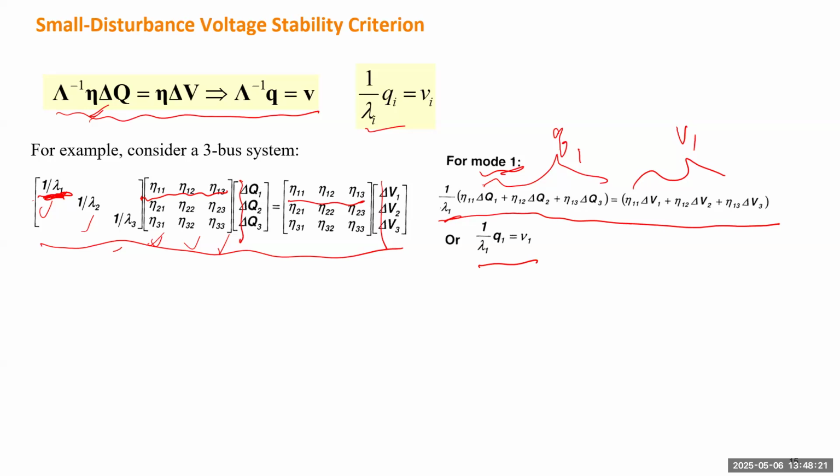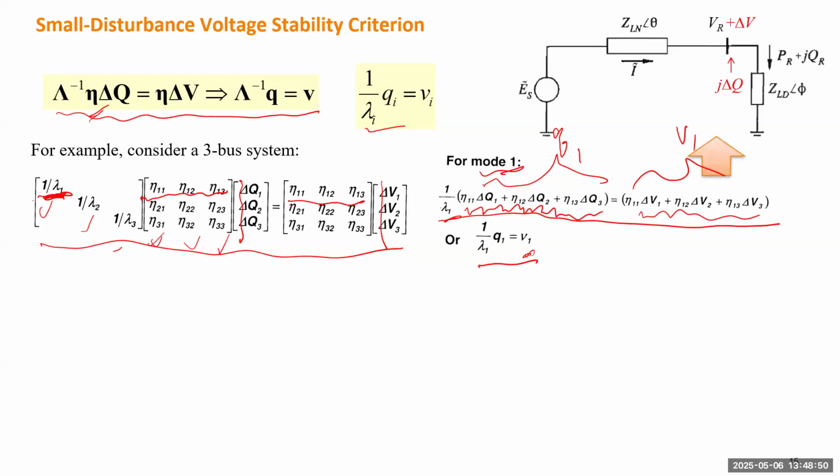This one will tell you, when you inject Q1, how the voltage will change regarding this mode number 1. But definitely that Q1 is not the actual Q1. The Q1 is actually the linear combination of relative injection at many different locations, 3 different locations. Also, that voltage is not a single voltage. It's actually a linear combination of all the bus voltages.